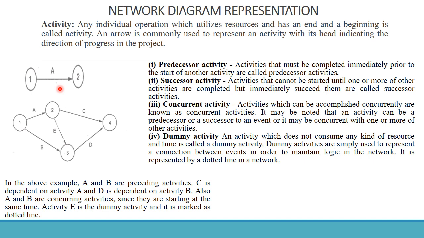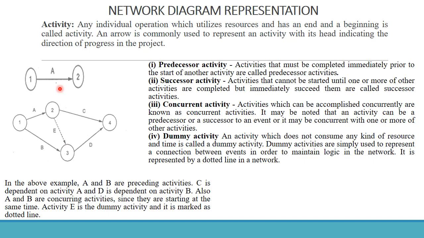Third one is a concurrent activity. Activities which can be accomplished concurrently are known as concurrent activities. It may be noted that an activity can be a predecessor or successor to an event, or it may be concurrent with one or more of the other activities.